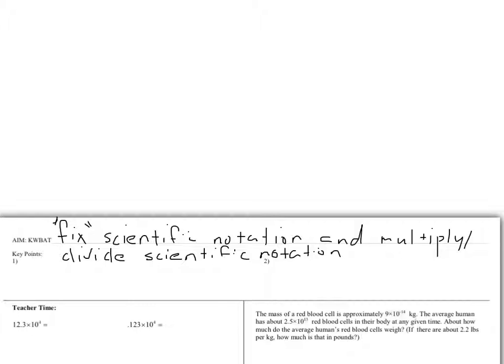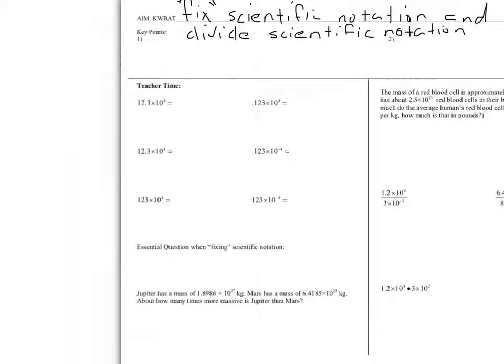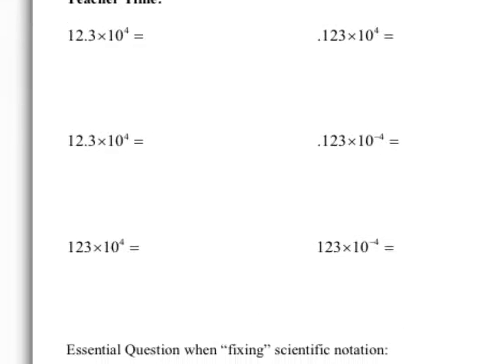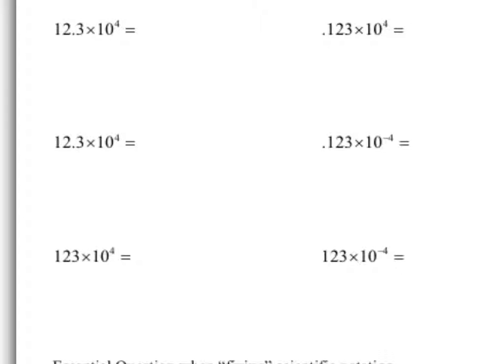All right, so we're going to fix scientific notation. In other words, if there's something that's not quite right about it, we're going to be able to fix it. And then we're going to be able to multiply and divide. All right, so let's look at this first problem: 12.3 times 10 to the fourth power. What's not quite right about the scientific notation?